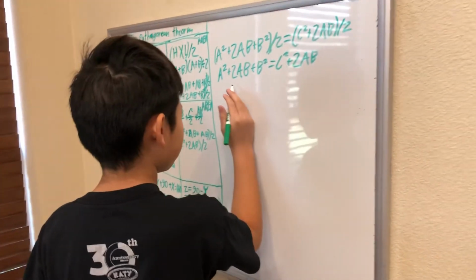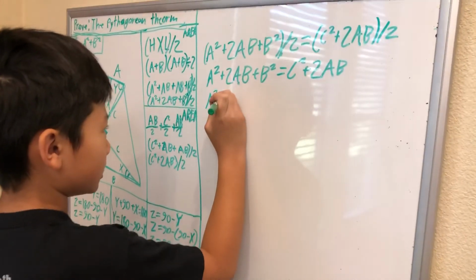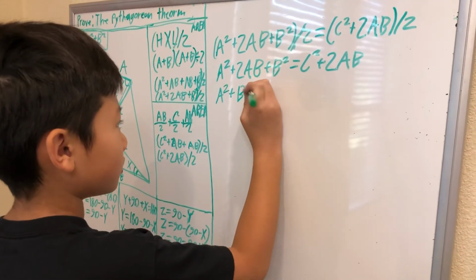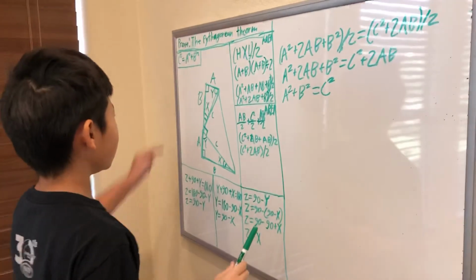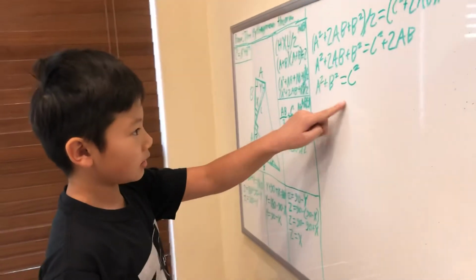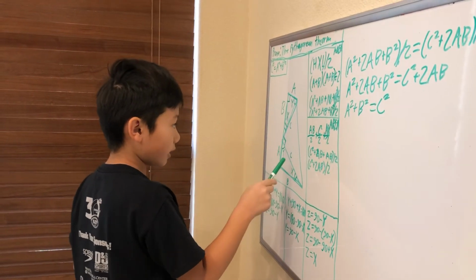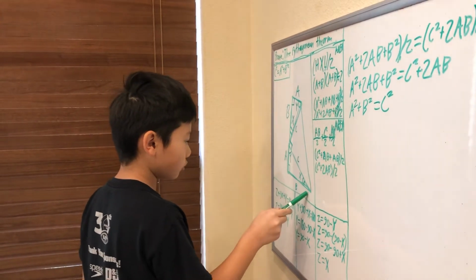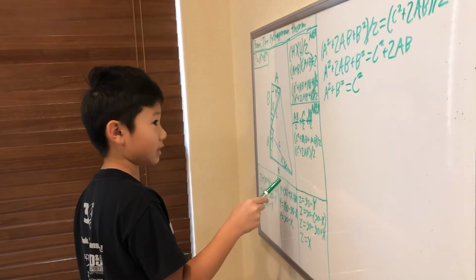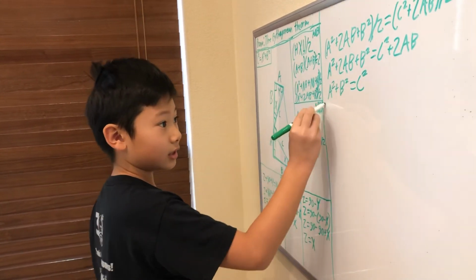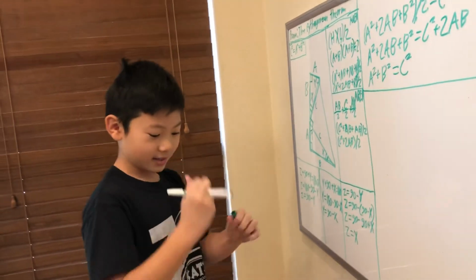Now, we could drop the 2AB from each one of them. It's there in both cases. And then it becomes, and then we have just proved that the length of the hypotenuse squared is equivalent to the sum of the squares of the other two sides. See how cool it is? And I'm done.